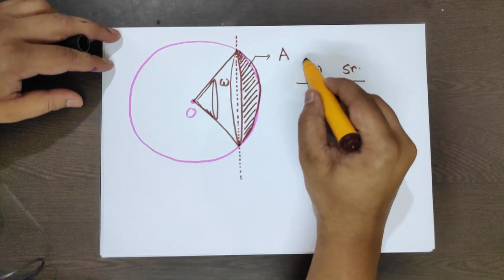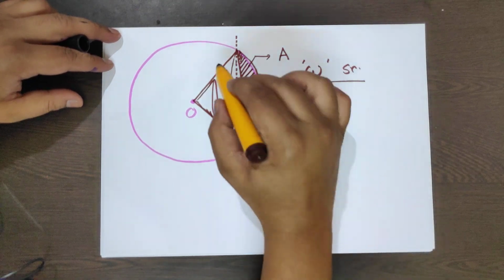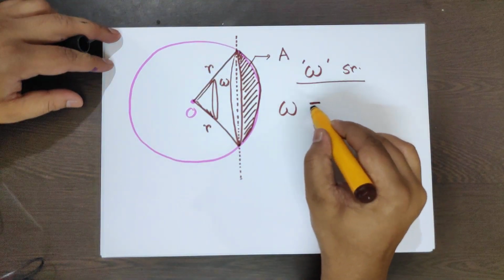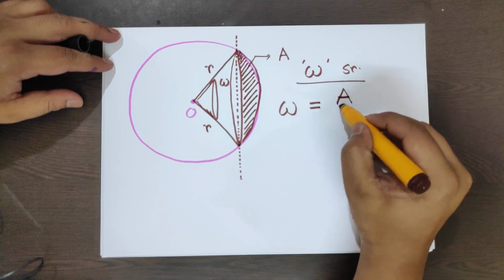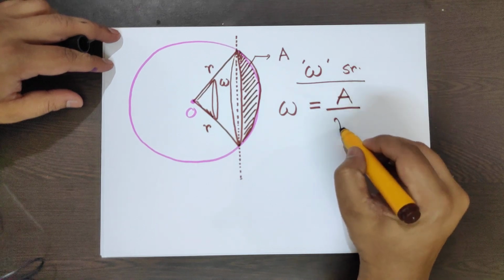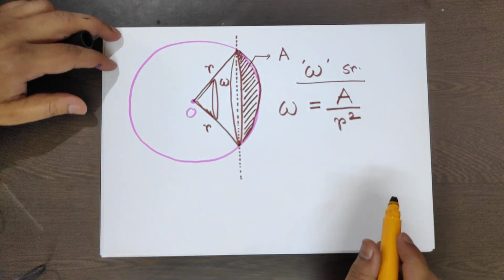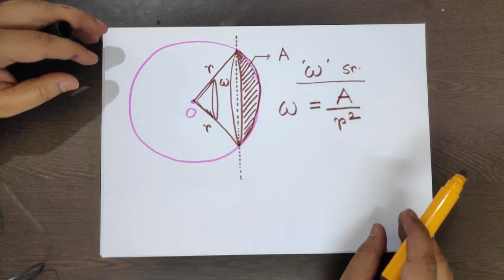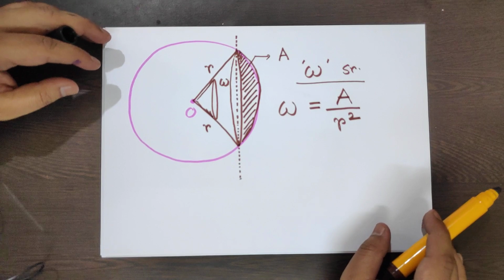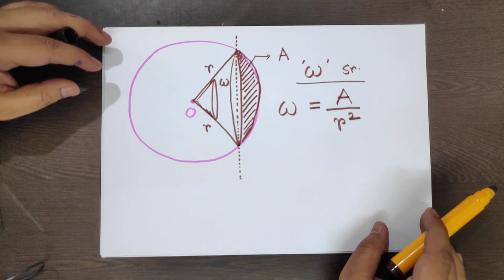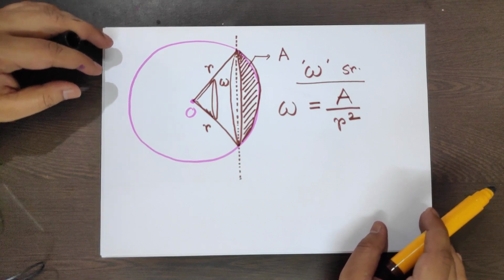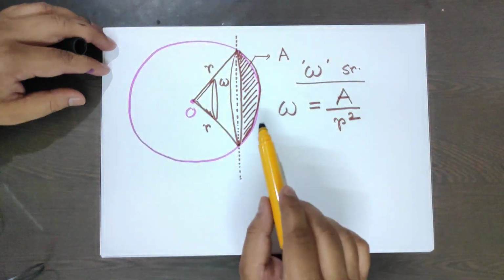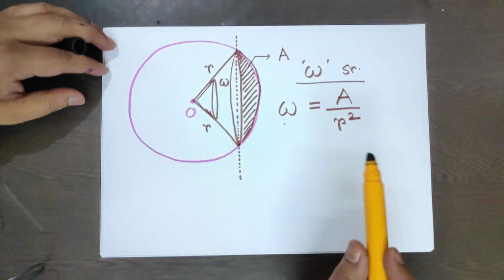Now this omega solid angle is defined like, suppose the radius of the sphere is r, this omega is defined as this area divided by the square of the radius. See, it's dimensionally correct also, because the surface area obviously has dimensions of the square of the length. So if you divide the surface area by the square of the radius, you get a dimensionless quantity. So that's the solid angle.